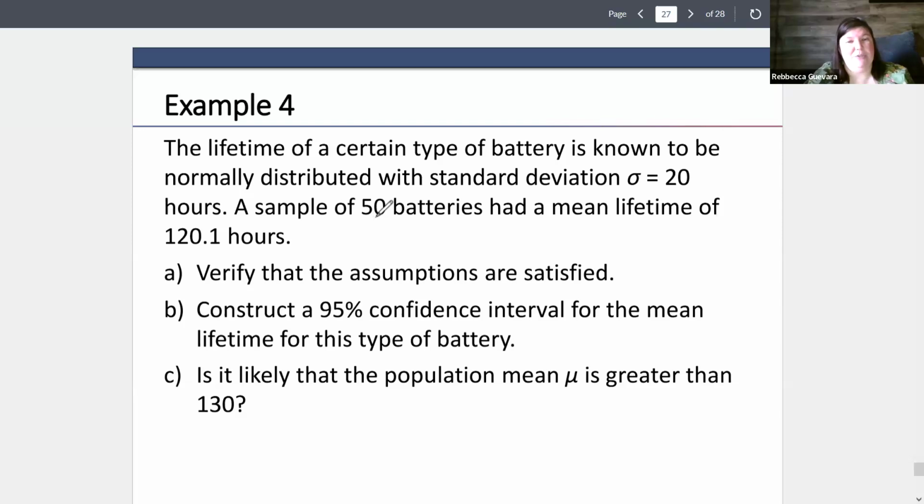Well, one thing, I can't really guarantee how the batteries are sampled. We assume they're simply random, but we have two things here. The original population, just a second, maybe that wasn't in there. I got something that's in my way, so I can't read.